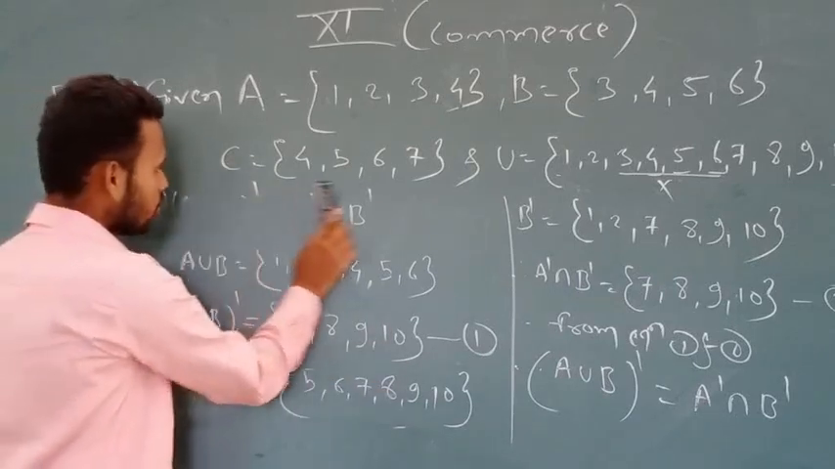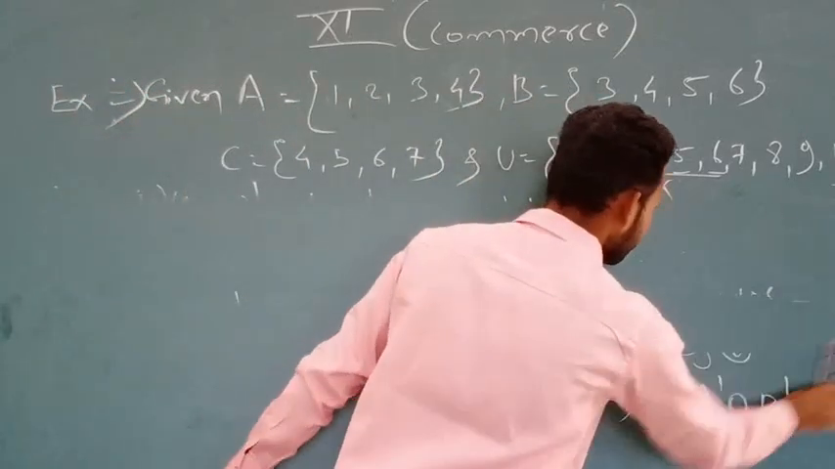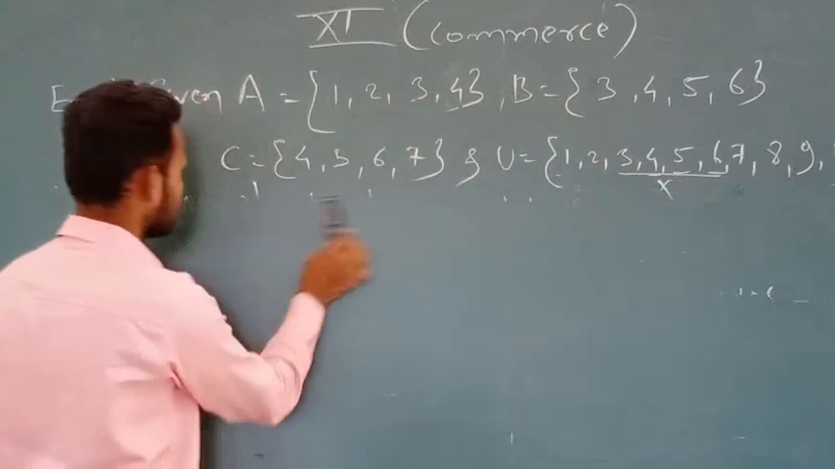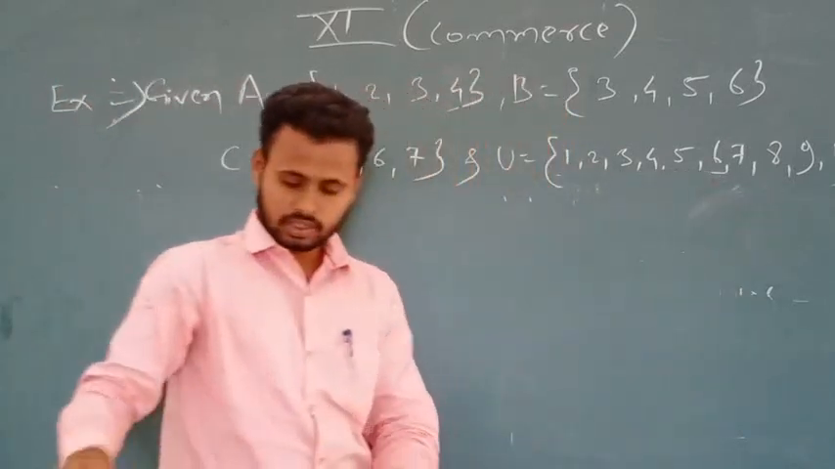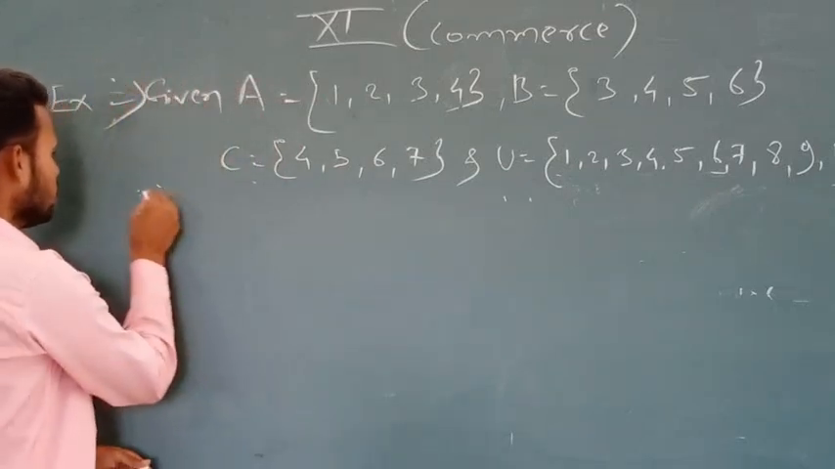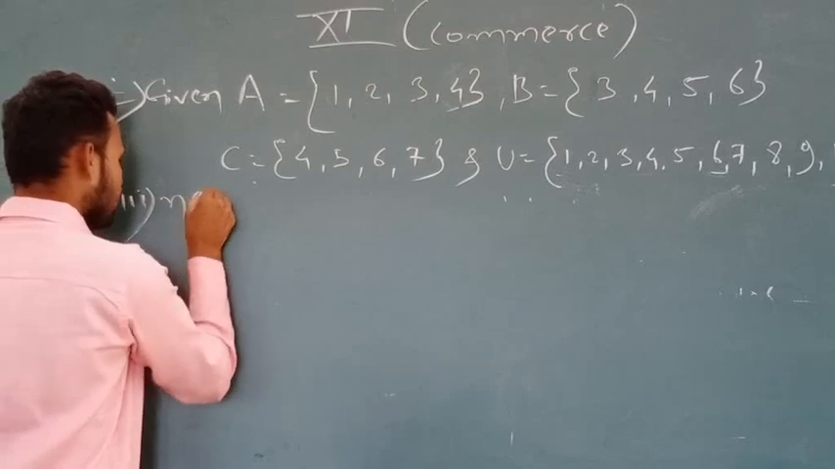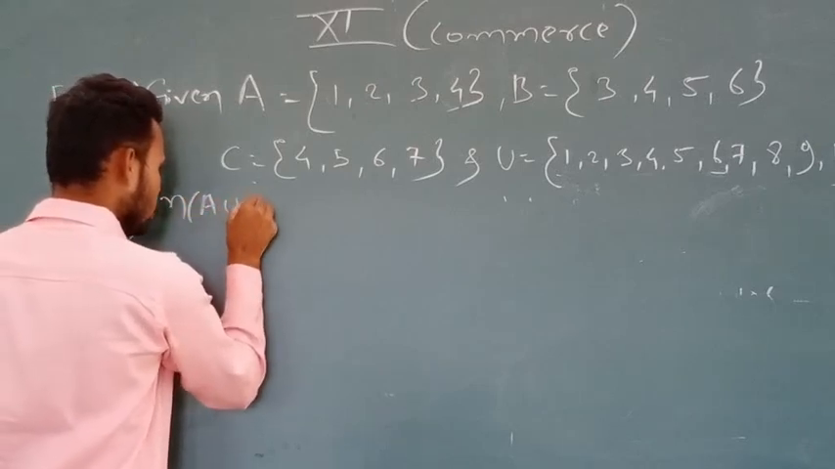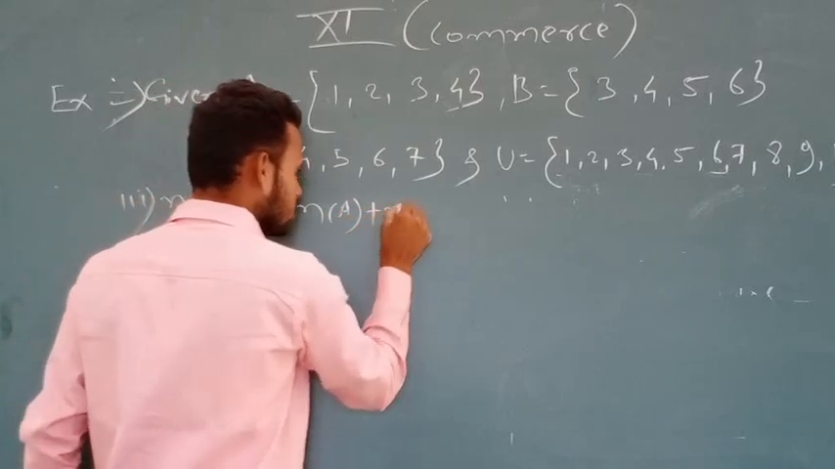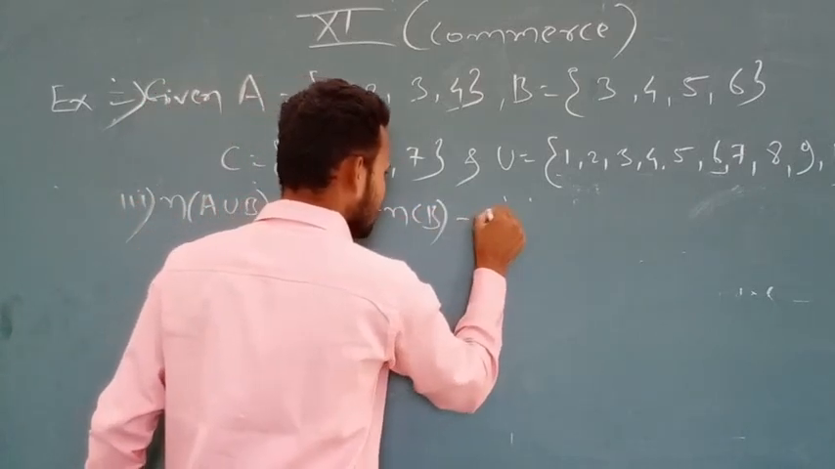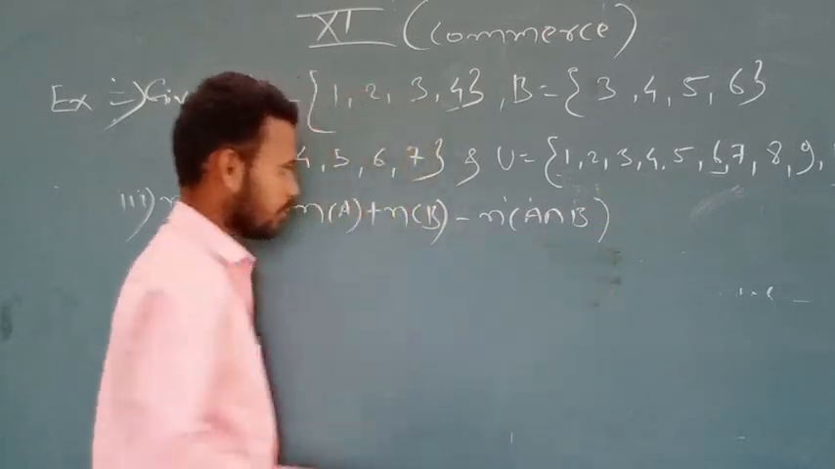Now the next, third property, the last one. Now the last property is the third one. N of A union B is equal to N of A plus N of B minus N of A intersection B. This is the third property.